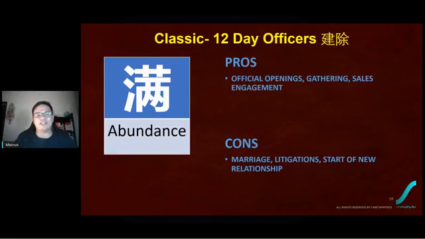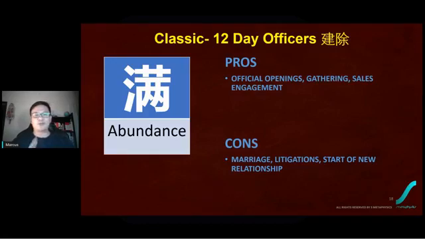Also for litigations, meaning lawsuits, summons, we don't want an abundance of those. Because you'll be involved in a lot of entanglements, arguments, conflicts, and litigations, which are very tiring. A trial is always very tiring, and they don't want an abundance of trials. Also for the start of a new relationship, you don't use abundance, because it just means a lot of starts of new relationships. So they usually do not choose abundance day for the start of a new relationship. That is the reason.